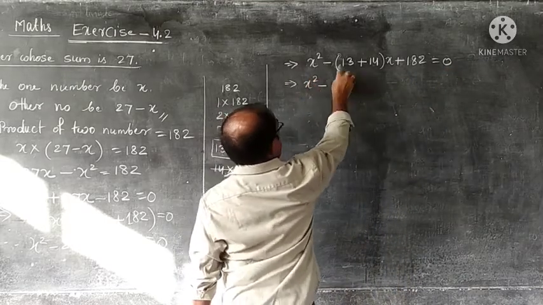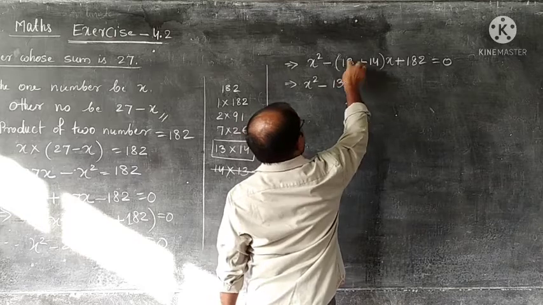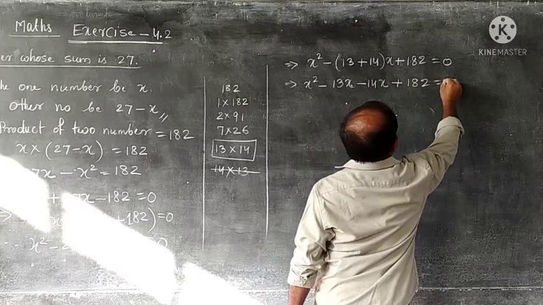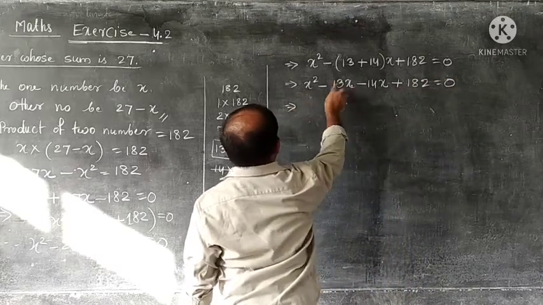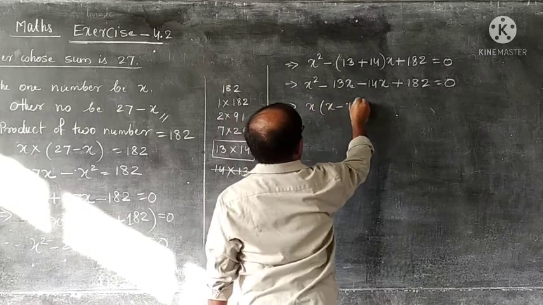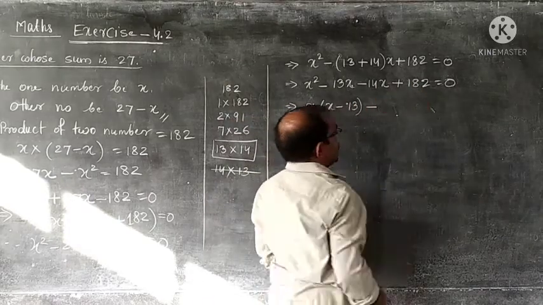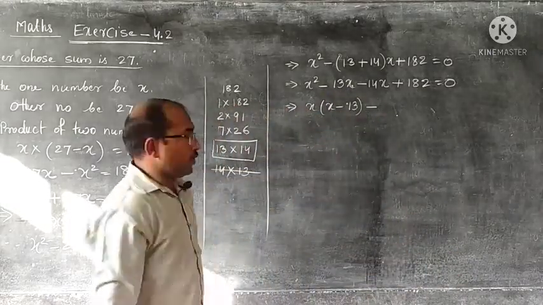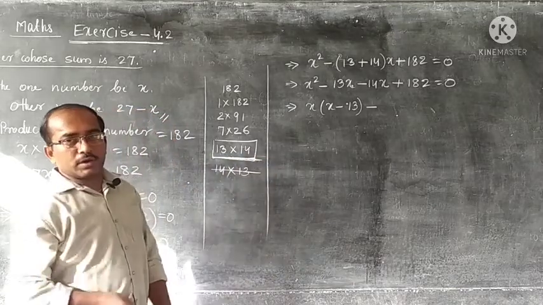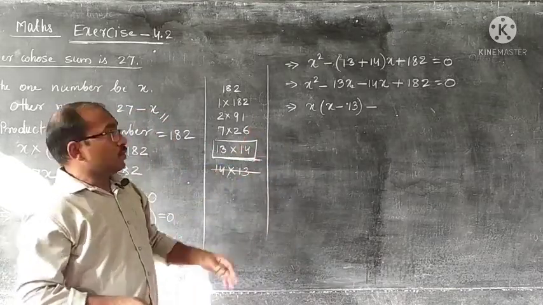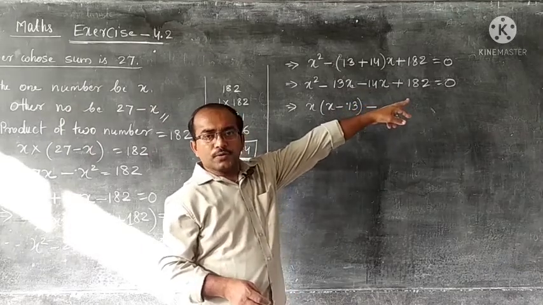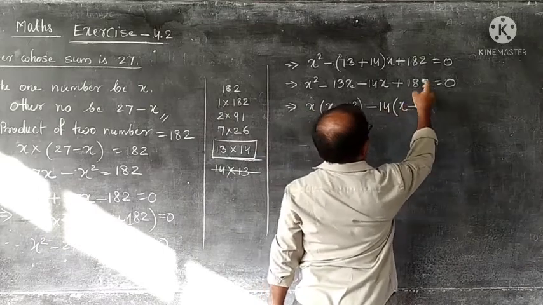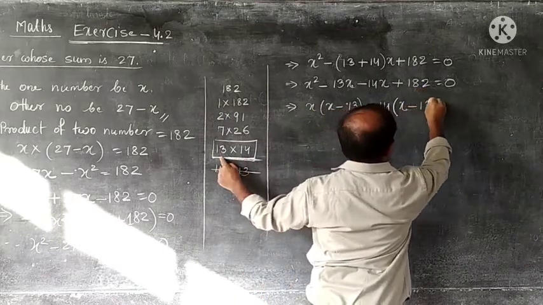X squared minus 13 into x minus 14x plus 182 is equal to 0. From x squared and 13x, x is common: x minus 13. From minus 14x and 182, once again I want to tell you, reaching this step, don't be confused. What shall we take common? 14 and 182: 13 into 14 is 182. So 14 will be taken common. x minus, what will remain here? 14 is out, 13 will remain, is equal to 0.